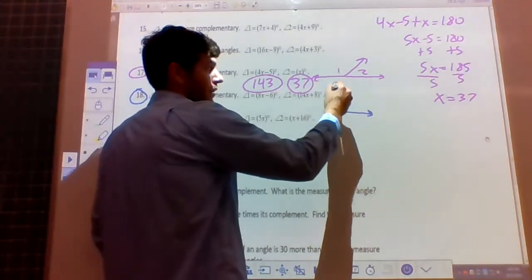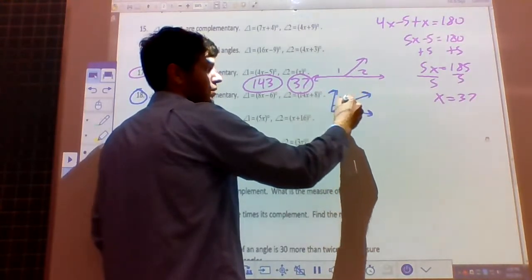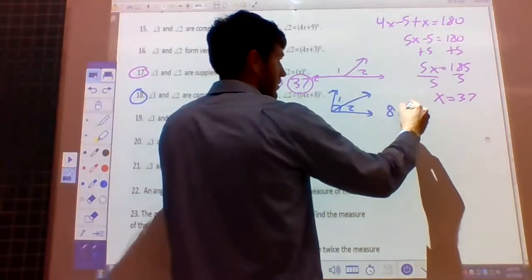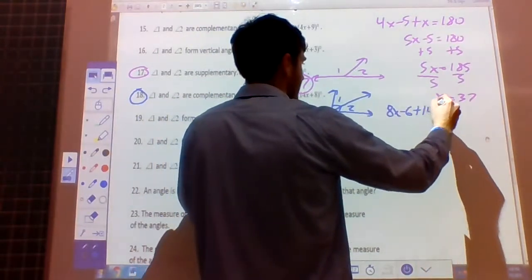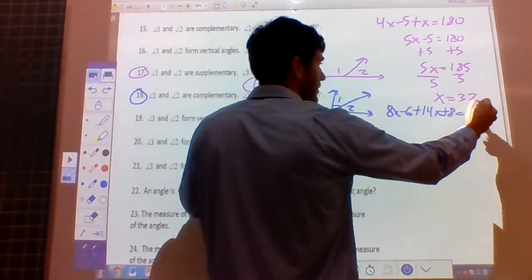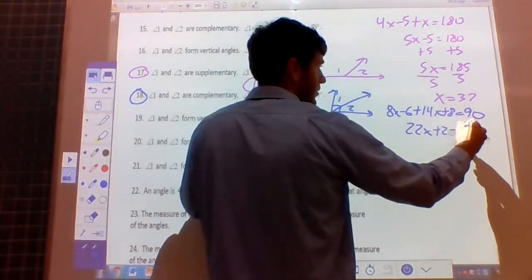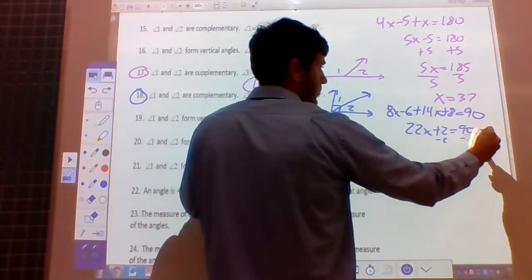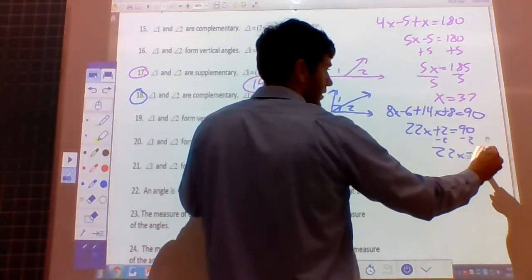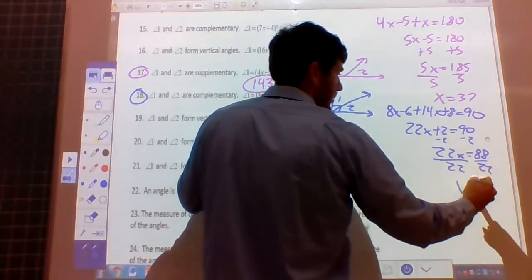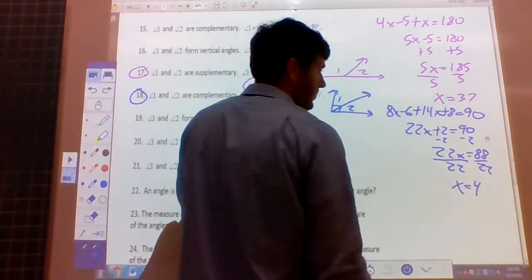They aren't each 90 degrees. They add up to 90 degrees. So 8x minus 6 plus 14x plus 8 equals 90. So we're going to get 22x plus 2. Subtract 2 from both sides. We get 22x equals 88. And then we divide by 22. And we get x equals 4.